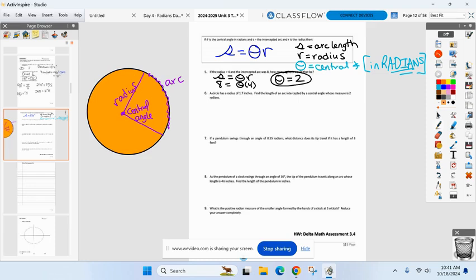I will most likely give you two out of the three values, and you'll find the third for me. One does not make you great. Let's go to 6. Radius of 1.7. Find the length of an arc with an angle of 2 radians now.